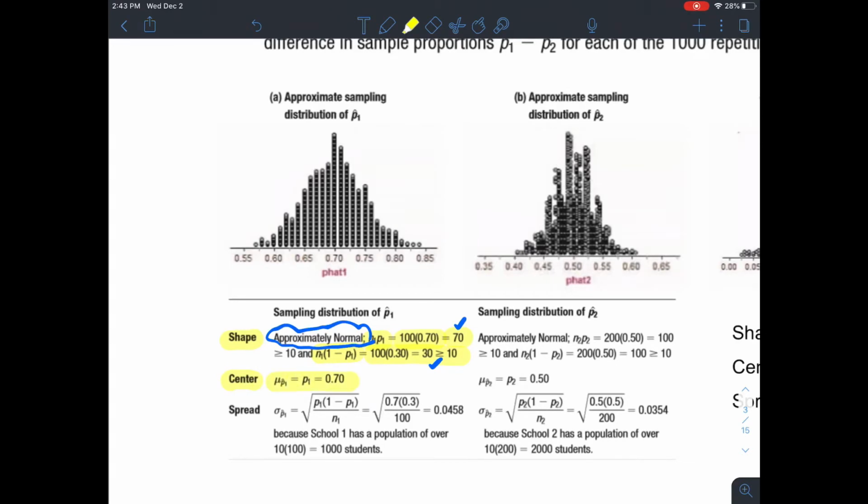The center should be spot on with what we know the true population proportion to be. And you can get that sense right here, that the center of the sampling distribution feels like it's right there at 0.7.